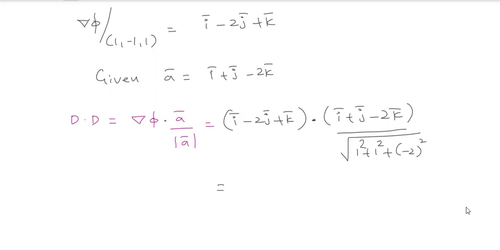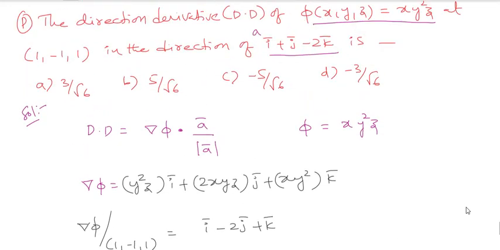So you know the dot product: a1 i bar plus a2 j bar plus a3 k bar, b1 i bar plus b2 j bar plus b3 k bar gives a1 b1 plus a2 b2 plus a3 b3. So directly I am multiplying it. If you do the dot product, you will have 1 minus 2 minus 2. Am I right or not? So divided by root of 1 plus 1 plus 4, that is 6. So you will have 1 minus 4, that is minus 3, divided by root 6, which is the directional derivative at the given point.